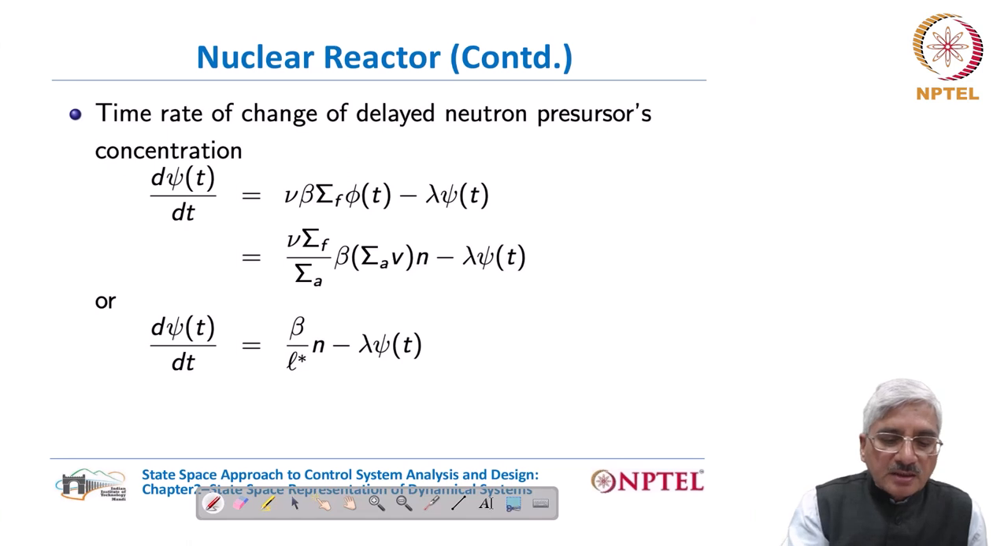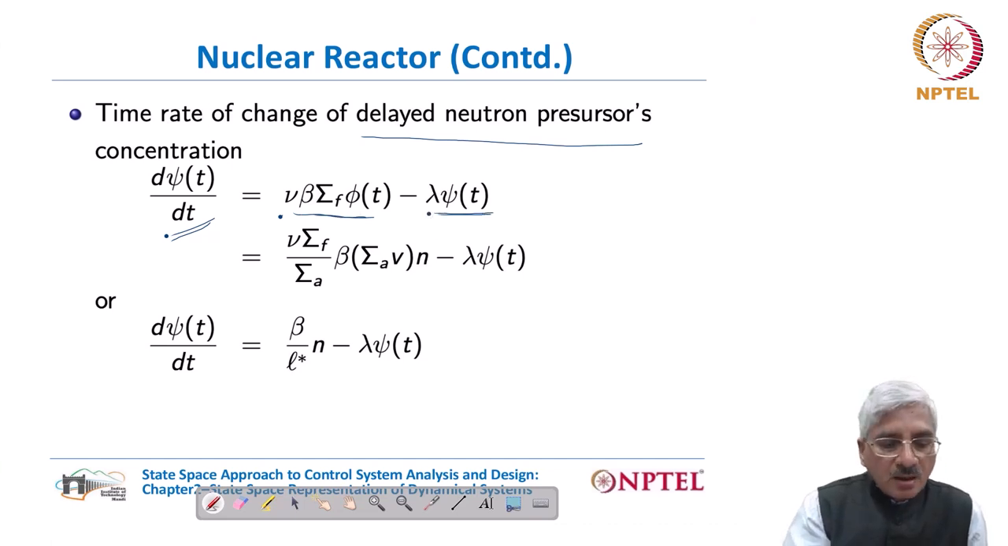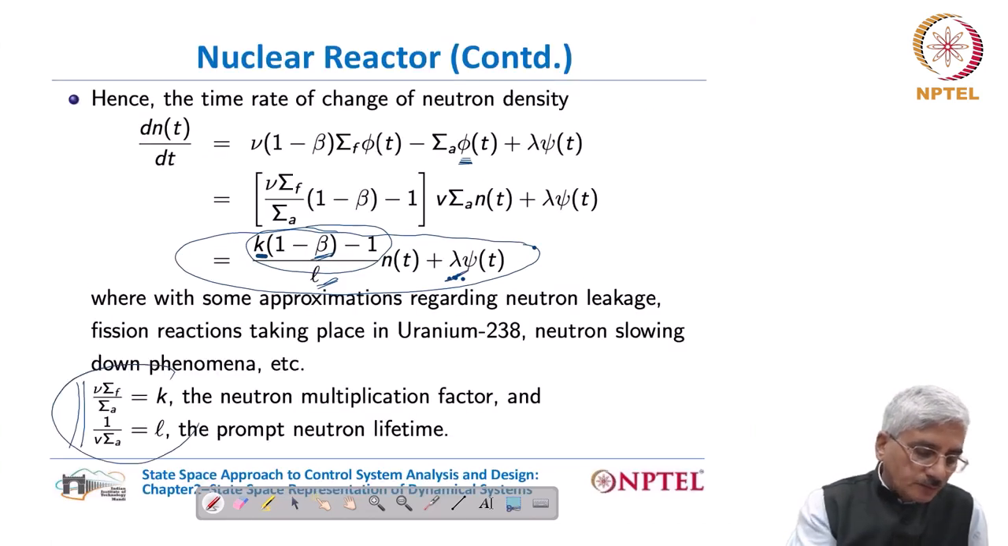Coming to delayed neutron precursors, their rate of change is their rate of formation minus their rate of decay. Formation is dependent on the fission rate and the fraction coming out of each fission. So sigma f into phi into nu times beta is their production rate, or formation rate, and lambda psi is their decay rate. Again we do the manipulations with the help of the multiplication factor and neutron lifetime, which were introduced in the previous slide, these two relations.